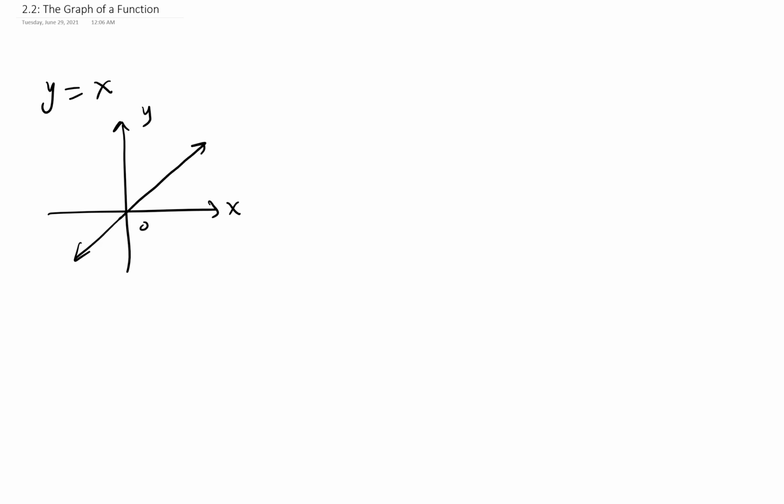This is section 2.2. We first recall what we call the parent functions. Y equals x. How does the graph look like? It is the line that goes through the origin like so. This is y equals x. Always label the x-axis, the y-axis, the arrows, the origin.